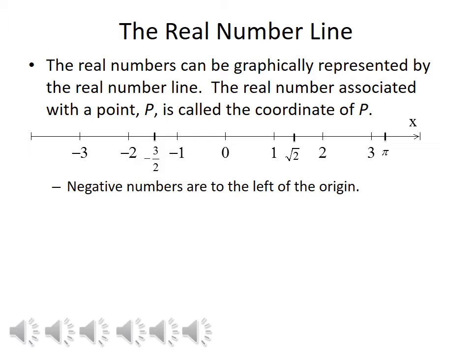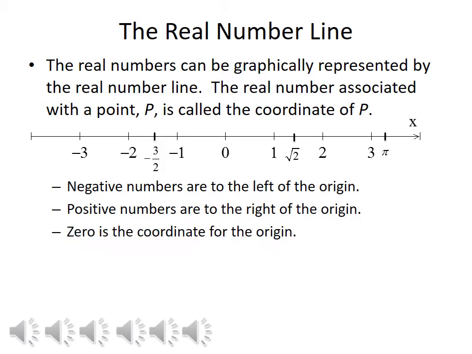Note that on the real number line, the negative numbers lie to the left of the origin, or the point 0, and positive numbers lie to the right of the origin. And the origin is represented by the coordinate of 0. So 0 is the coordinate of the origin. Notice that numbers to the left are smaller than numbers to the right.